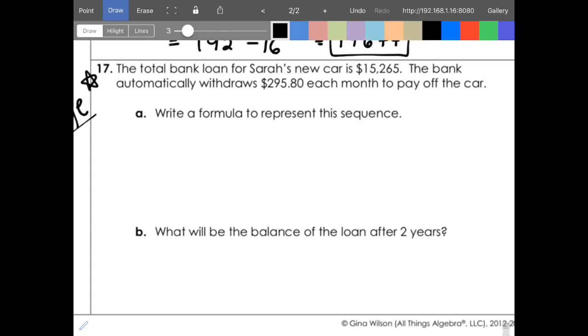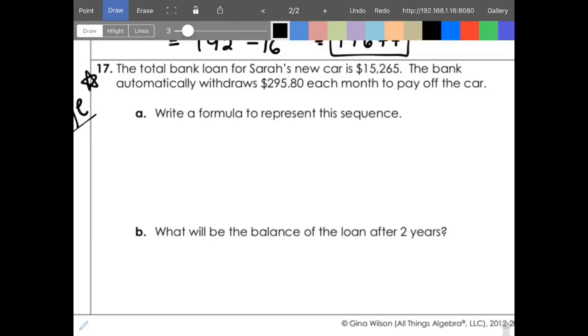The total bank loan for Sarah's new car is $15,265, and this is like a real life kind of question, right? The bank automatically withdraws $295.80 each month to pay off the car. So maybe something smaller that you can think about right now, like your cell phone bill. You have a certain amount in your savings account, and then you take out maybe $50 each month to pay off your phone bill, right? Usually it's the same amount each month. So here it's $295.80, right?